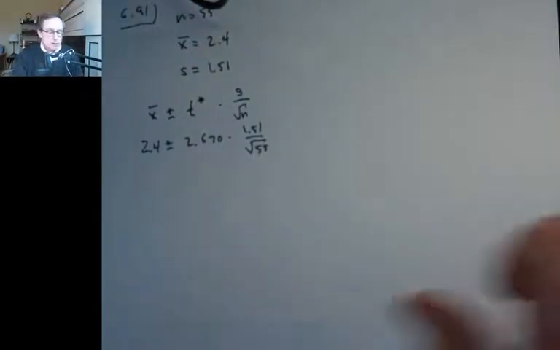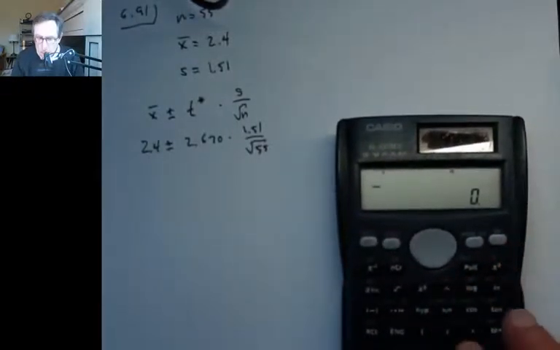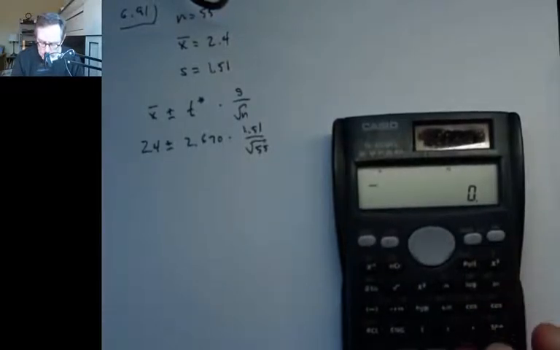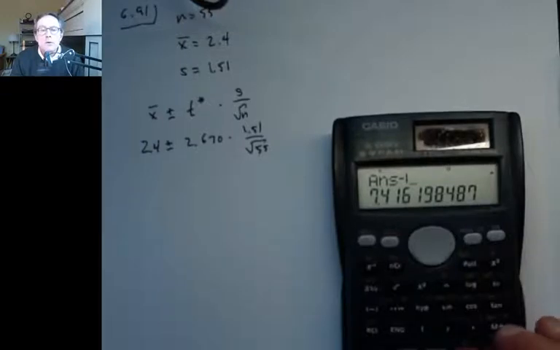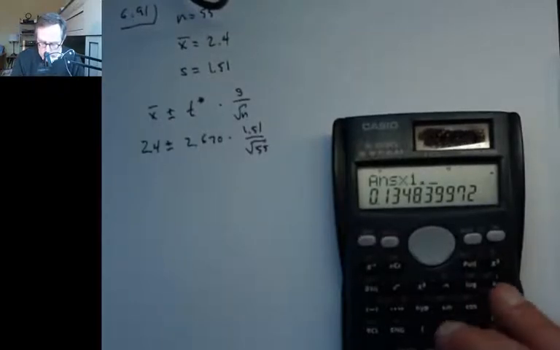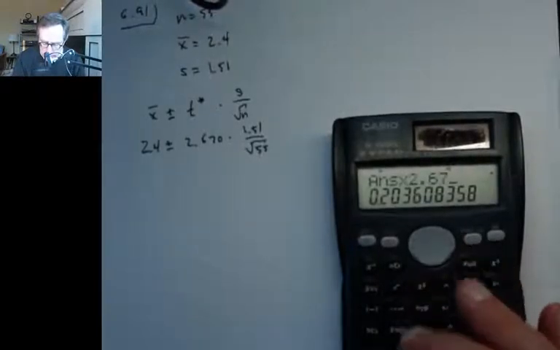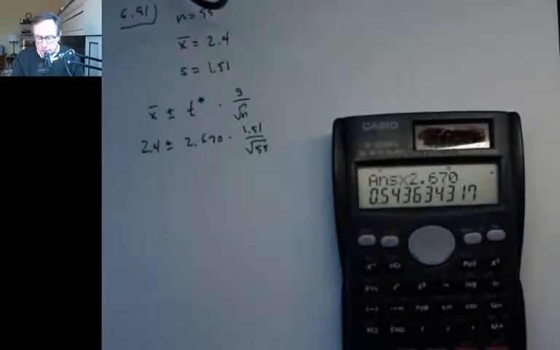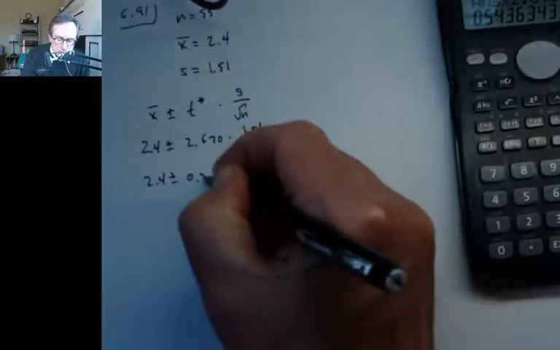Okay, I'm going to punch out the numbers, but come on, everybody in the room can punch out numbers. So let's try 1.51 divided by square root of 55. I'll take square root of 55 equals, put it on the bottom of a fraction, and multiply by 1.51 equals, and then multiply by 2.670 equals. And of course, I could have punched the wrong button. Very easy to punch the wrong button, but I got 0.54. There's some more, but 0.54 will do for me. So I got 2.4 plus and minus 0.54.